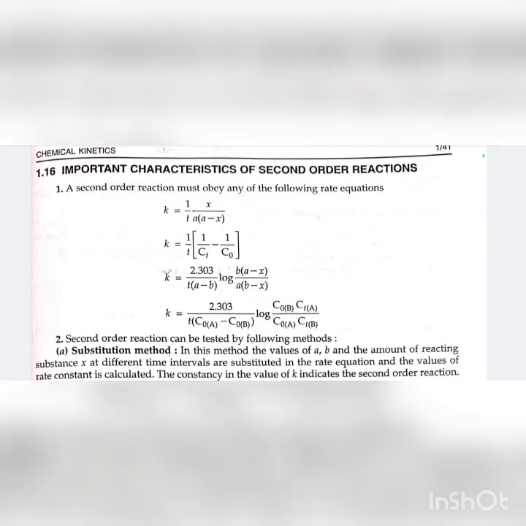Important characteristics of second order kinetics. A second order reaction must obey any of the following rate equations. First, K = (1/t) × x/(a(a − x)). Second, K = (1/t)(1/Ct − 1/C naught). Third, K = 2.303/(t(a − b)) log [b(a − x)]/[a(b − x)].